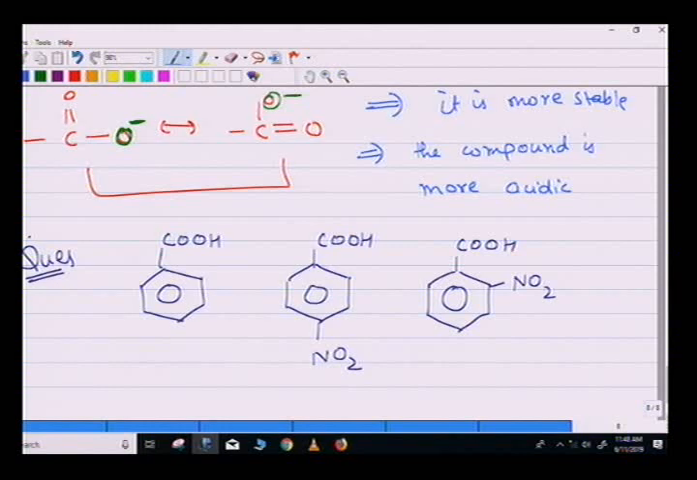First of all, try to solve the question as long as you were doing. Like the group nature you have to see, and then definitely you will get the answer.